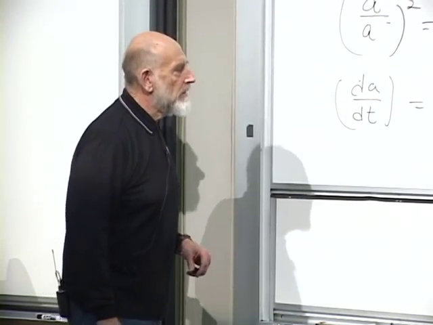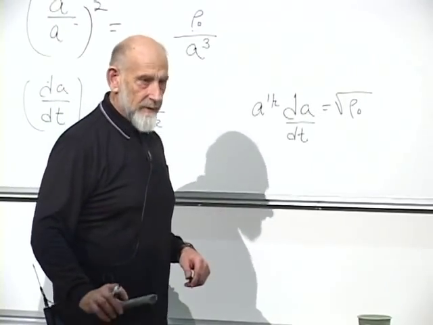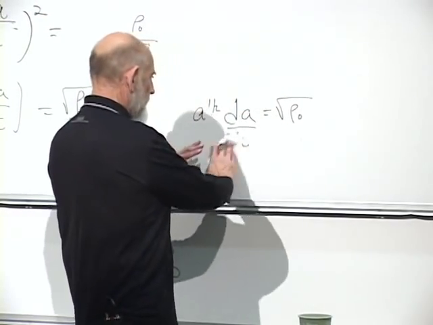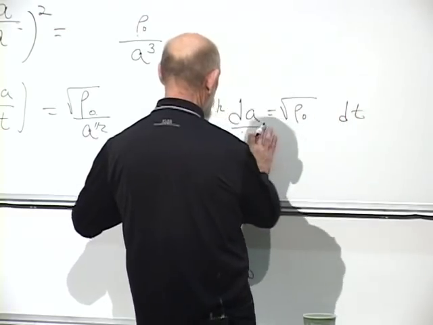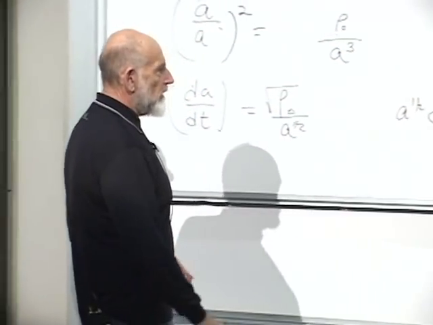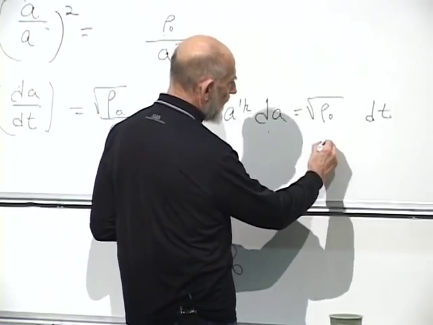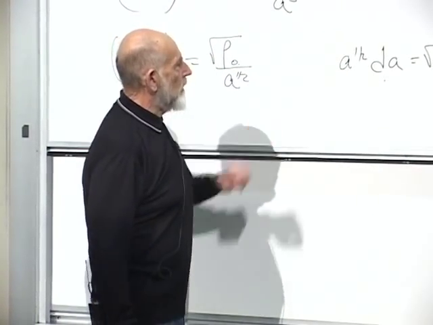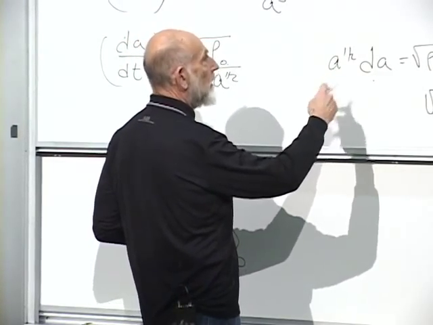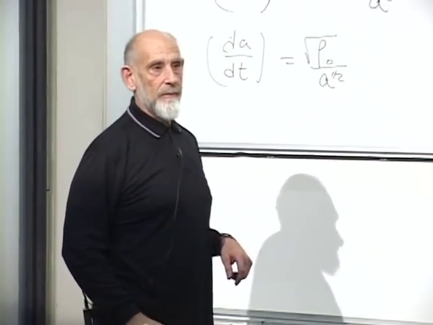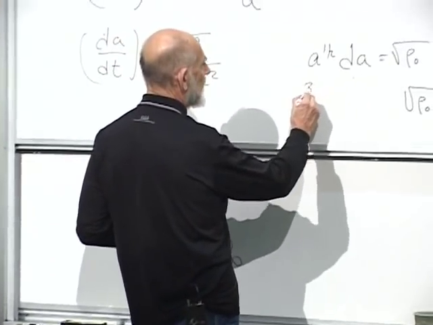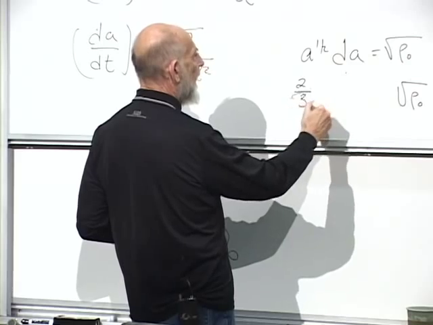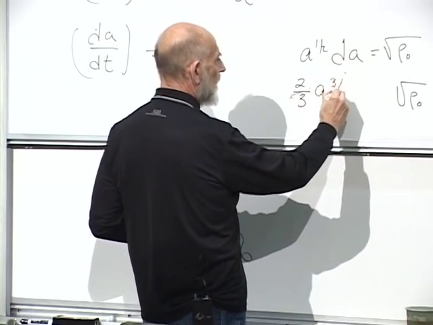Can you solve that? Yep, say it again. Right, what we're doing is integrating both sides of this equation. What Michael suggested is to integrate both sides of this equation. On the right-hand side, we get square root of rho naught times time. The integral of dt is just t. And this one is what, 3/2? A to the 1/2, so let's integrate it. That's 3/2. No, 2/3. 2/3 A to the 3/2. Is that correct?